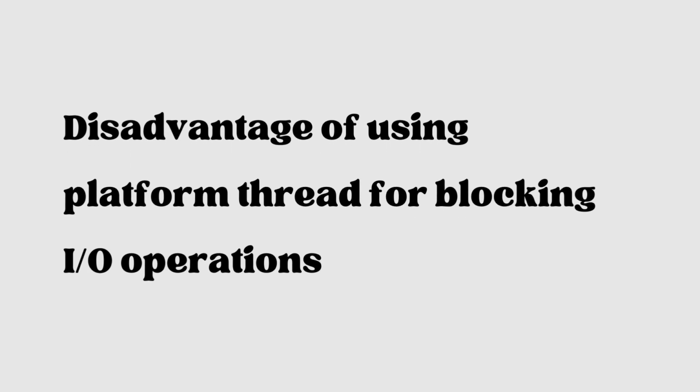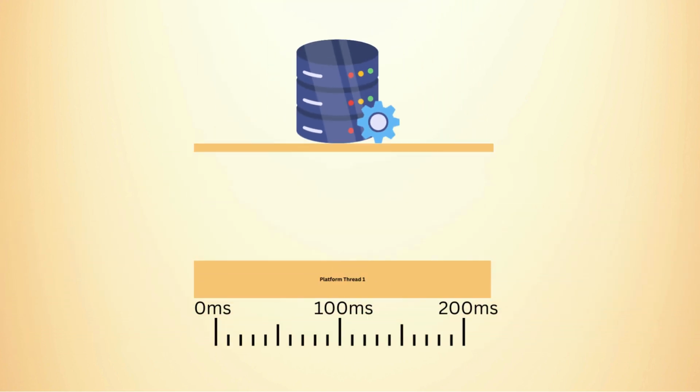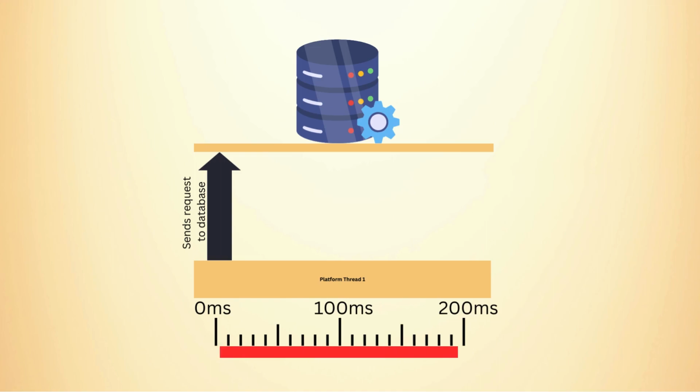What is a disadvantage of using platform threads for blocking I/O operations? Consider a platform thread, and there is a database. The thread sends a request to the database at 0 millisecond. The database took 199 milliseconds to complete the operation and sends the response back at 200th millisecond. Now, the platform thread remains idle during the time in between after sending requests to the database and before receiving the response from the database. This scenario makes the thread costlier.